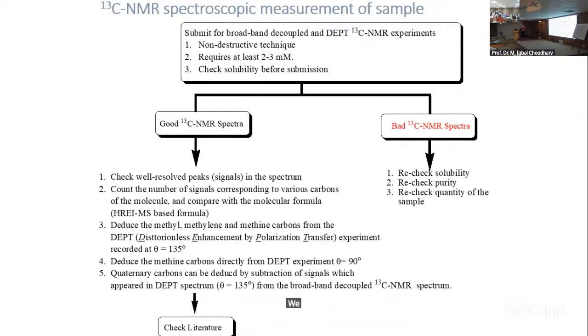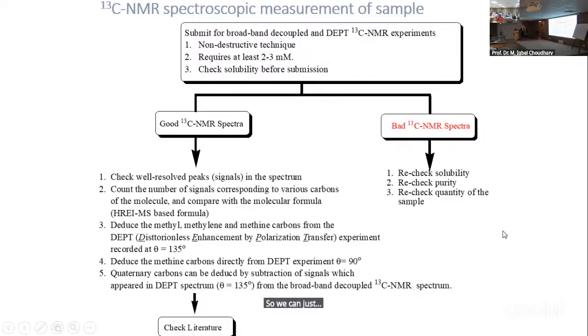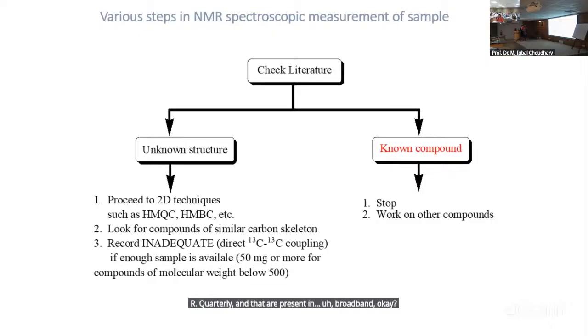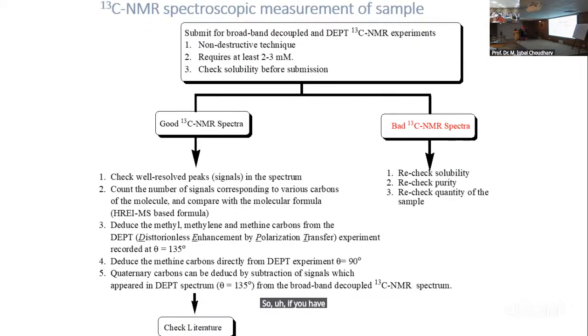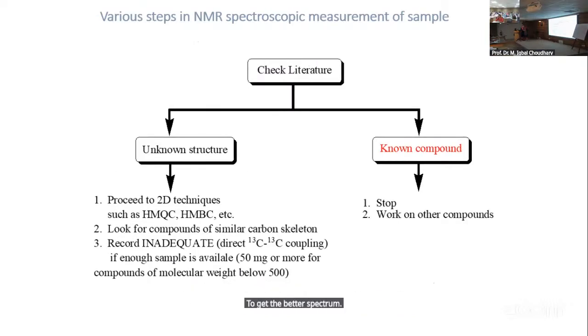But it's okay. We have the broadband spectrum with us, and that has all the C, CH, CH2, and CH3. So whatever is not present in these two DEPT spectra but is present in the broadband is quaternary. Okay. So if you have a bad NMR spectrum, you need to recheck the solubility. You may need to use a larger amount to get a better spectrum.